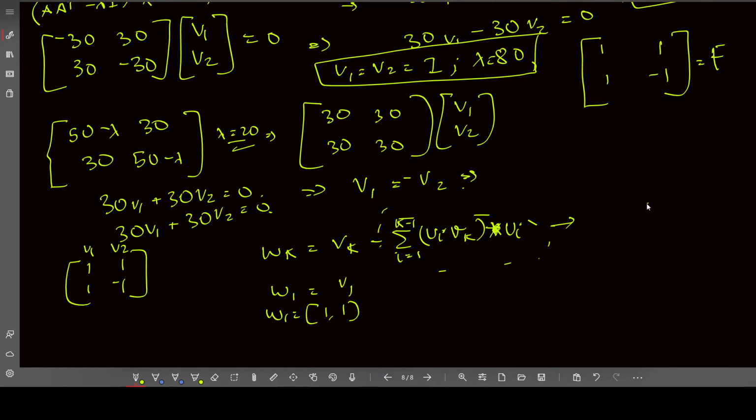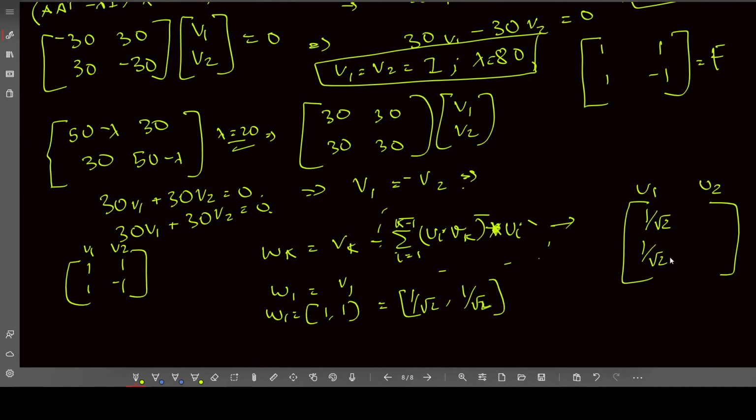And the value of U1, which is part of my orthonormalized matrix, U1 and U2, is basically W1 normalized. So that's 1 divided by root 2 and 1 divided by root 2, correct? Okay, I've run out of space, so I'll go on to the next page. So now I found U1. Now I have to find U2, right?